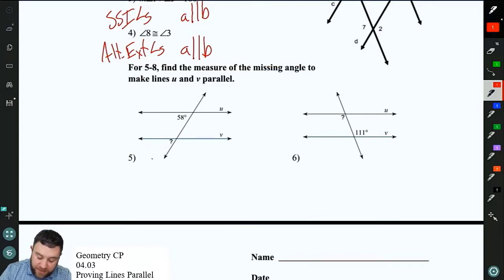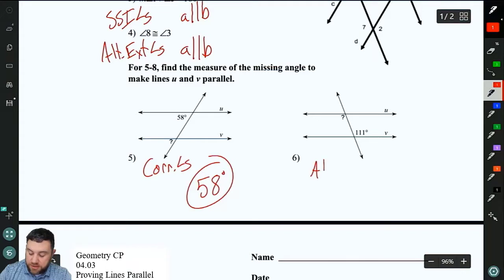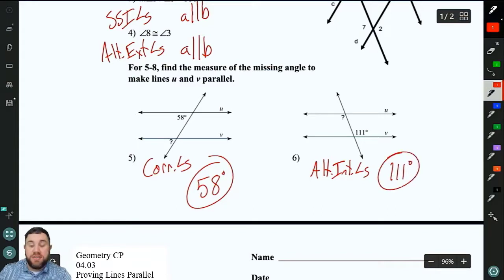So here on number 5, we've got some corresponding angles. We know those need to be congruent, so it's got to be 58 degrees. Number 6, these are alternate interior angles. We know those need to be congruent, so this one is 111 degrees.